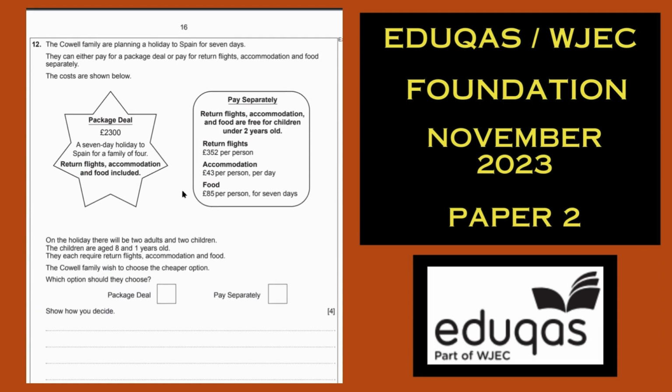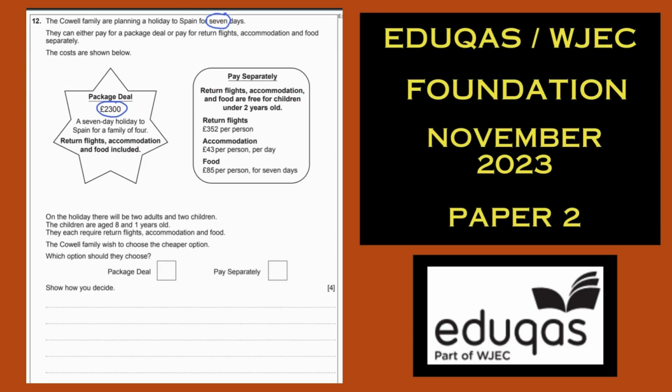Number 12. Oh, an essay. Like being in an English literature exam. Anyway, you've got a massive essay. All right. Here's the bits you care about. This family are going on holiday for 7 days. The package deal is basically £2,300 and that's it. That's all you pay. It's the pay separately, really, that we're interested in. We'll come back to that.